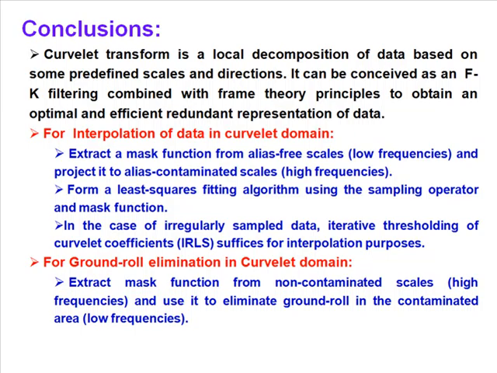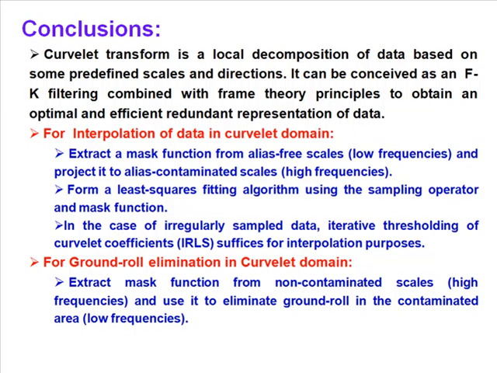And with that, I arrive at my conclusion. So all I wanted to say here is that the curvelet transform is a local decomposition of data based on predefined scales and direction, and can be conceived as an FK filtering combined with frame theory principles to obtain an optimal and efficient redundant representation of data. I said you might be able to do that, but you will end up super redundant by just keeping that part and having lots of zeros in the FK domain and going back to TX. You're going to have a huge size of curvelets.